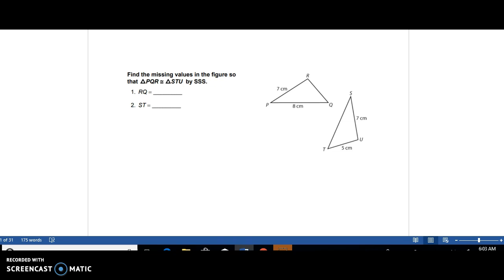I'm going to show you the answer in 5, 4, 3, 2, 1. Well, we already have that these are both 7 centimeters, so we just need RQ and TU to be congruent, so that means RQ would need to be 5. And then we'd want ST to be 8 because we want it to be equal to PQ. So there we go. That's it.